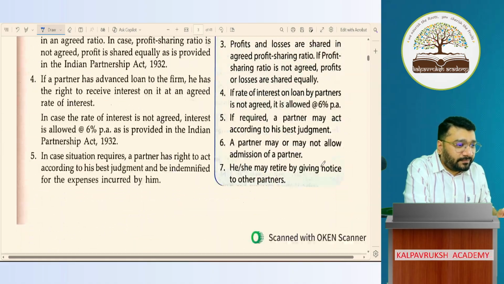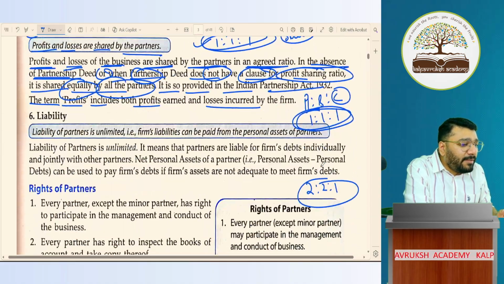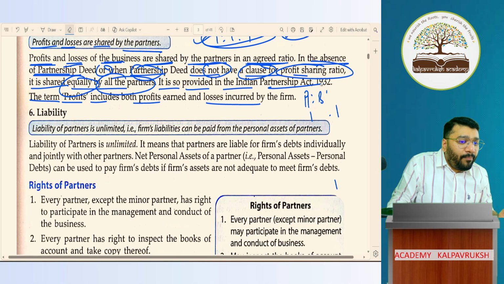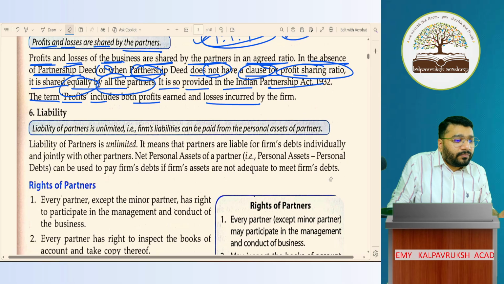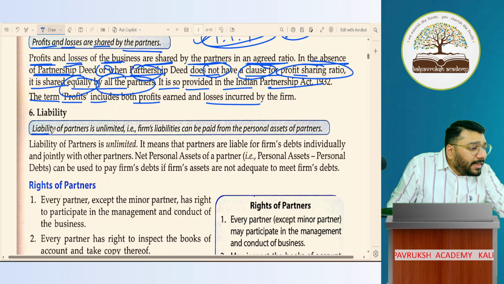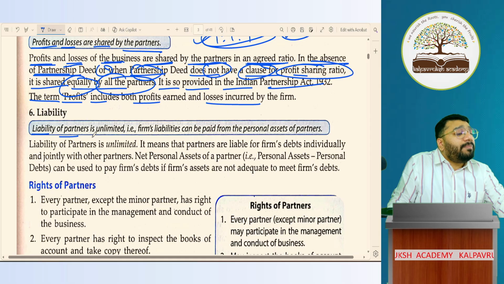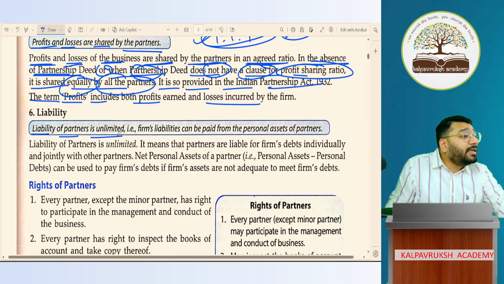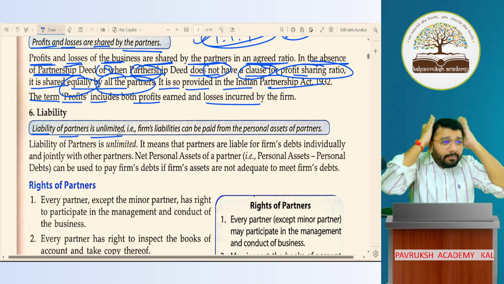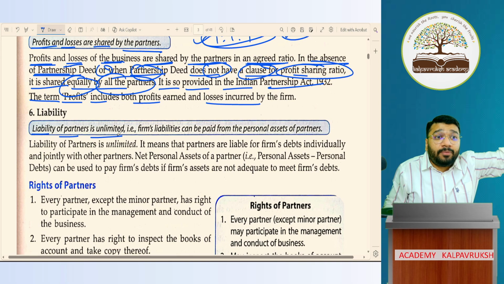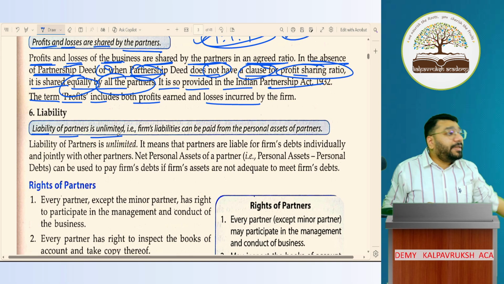Now comes a very important point: liability of the partners. Very important from the examination point of view. This is also one of the favorite questions of the board examiner. Liability of a partner in the partnership business is unlimited. This is one of the biggest drawbacks and constraints of the partnership business, because of which people run away from partnership and go to either LLP or companies.